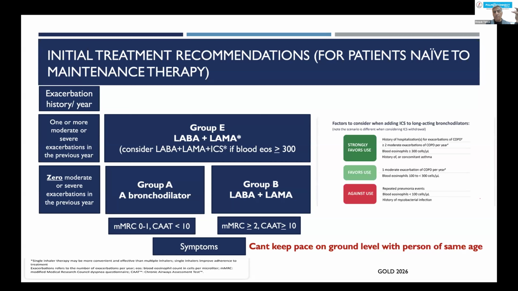The second thing is, what is the role of blood eosinophils? I think Kanishka has already covered this very well: a blood eosinophil count of 300 or more favors the use of inhaled corticosteroids. But if you have one moderate exacerbation, even when their blood eosinophils are between 100 to 300, then also inhaled corticosteroids are indicated. But if the patient develops repeated pneumonias with COPD, or the blood eosinophil count is less than 100, or there is any history of mycobacterial infection like tuberculosis in the past, ICS is not recommended.